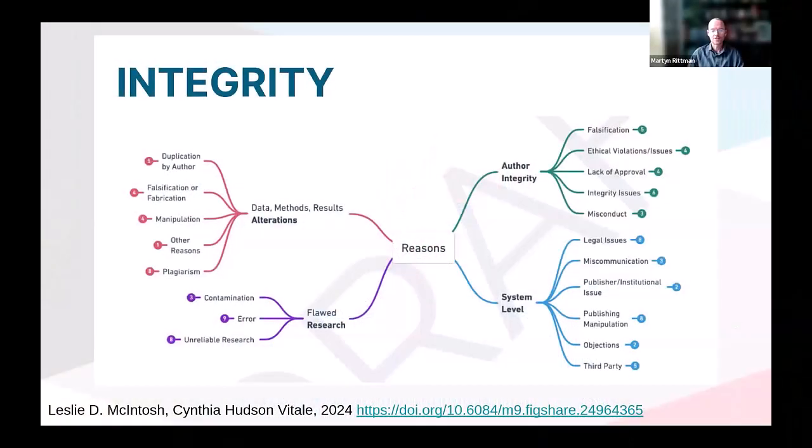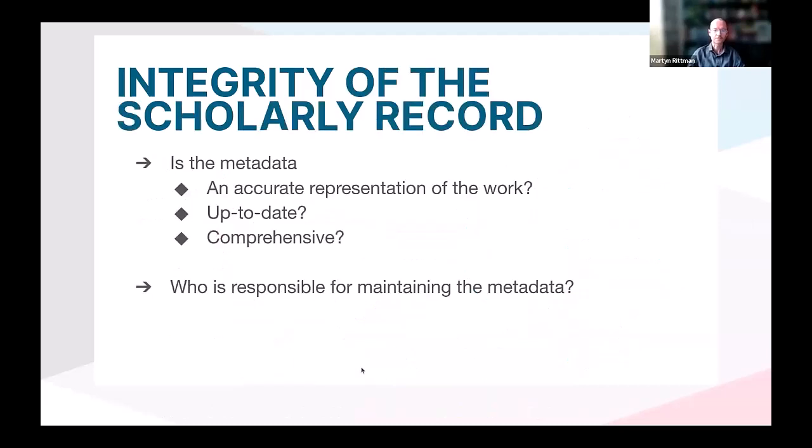So I wanted to start just by showing this diagram, which is in a preprint that was published earlier this year, and that's looking at reasons why work gets retracted. And these reasons are divided into four general areas, which are around alterations to do with data, methods and results, author integrity issues, flawed research, and what they've called system level issues, kind of legal issues, things to do with the publisher, and so on. And I'm going to come back to this a little bit later.